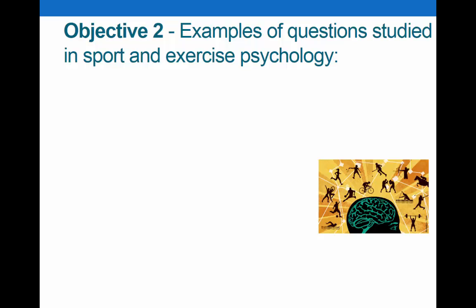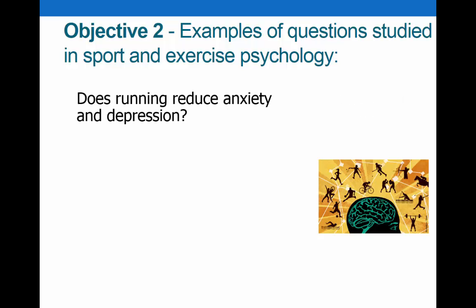Again, to review Objective 2, this was to understand how participation in sport and exercise affects a person's psychological development, health, and well-being. Some examples of questions studied in sport and exercise psychology related to this objective may include some of the following examples. Does running reduce anxiety and depression?